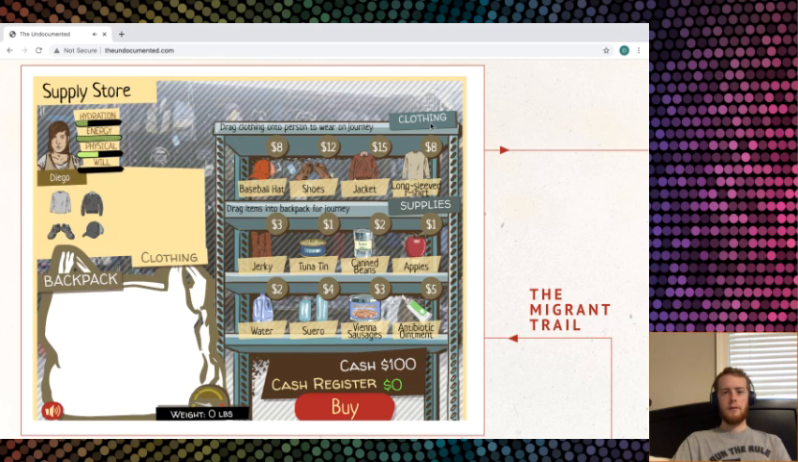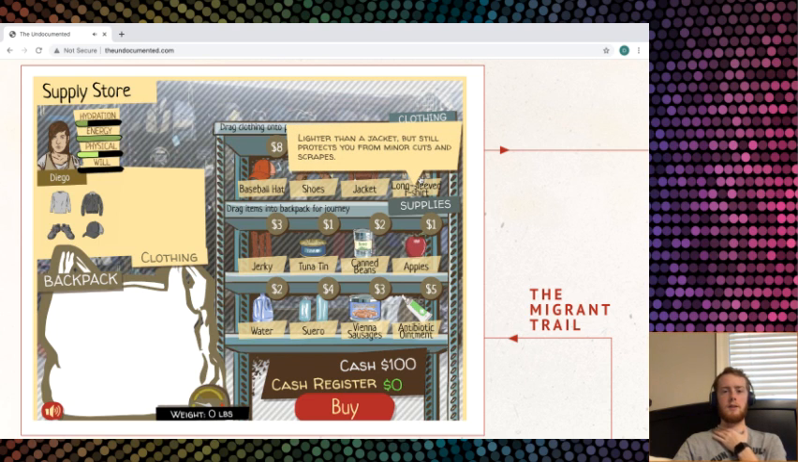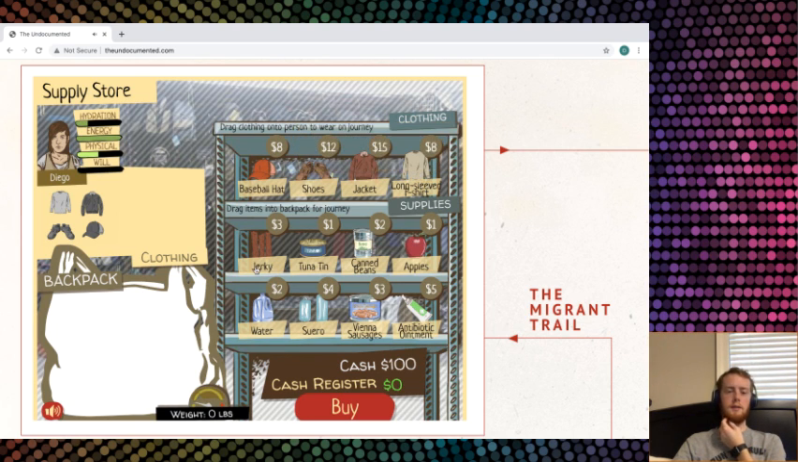So it looks like we have a bunch of different types of clothing and supplies. The baseball hat keeps the sun off your head, countering dehydration. Shoes make the hike less grueling, help you conserve energy, and protect you from physical damage, cacti, shrubs, and elements. For the jacket, a long sleeve t-shirt is lighter than a jacket, but still protects you from minor cuts and scrapes. I'm guessing you get to choose whether you want all these clothes or just risk it and wear what you currently have on. Actually, I don't really know what clothing you currently have.